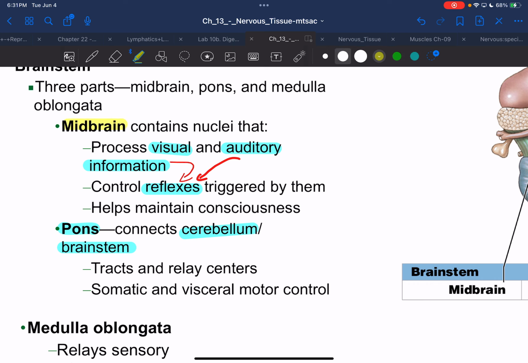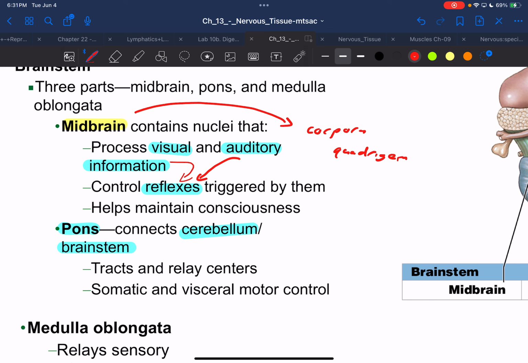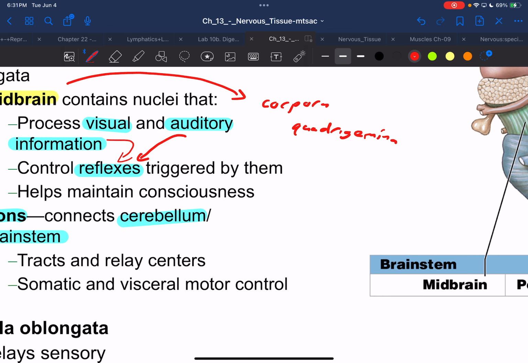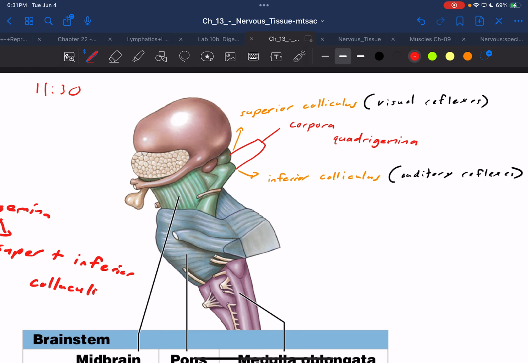This is where you also find a structure in lab that they're going to ask you. It's going to be called corpora quadrigemina, and it's going to contain the superior plus inferior colliculi. I don't ask you this in here, but I know it's in your lecture. And that's going to be these two objects.